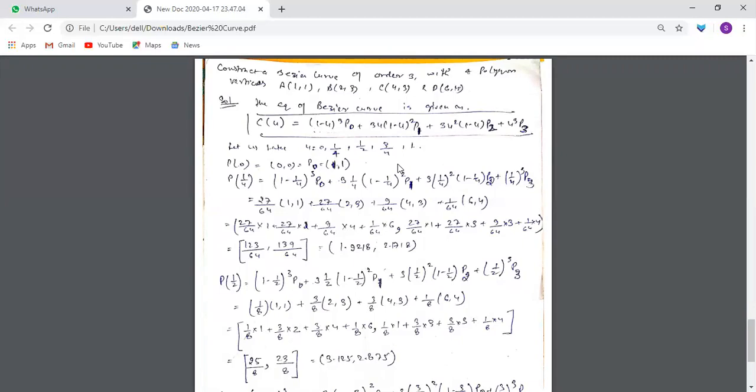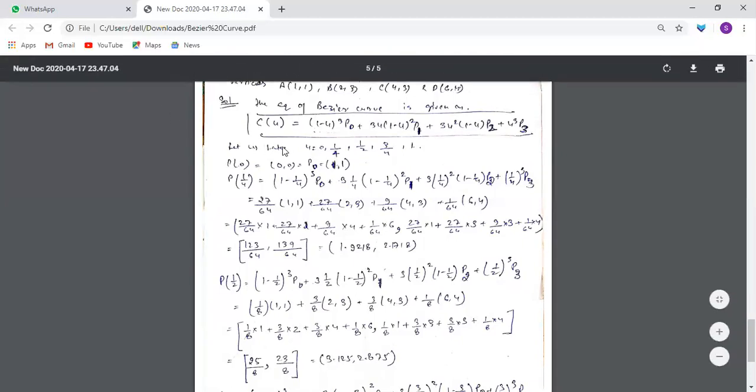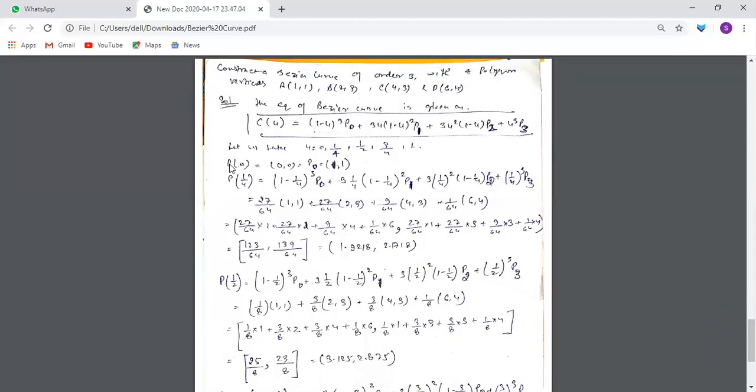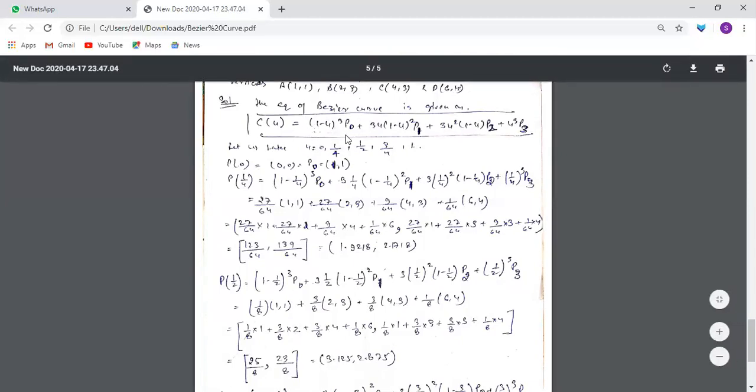So for u is equal to 0, what will you write? You could write C of u, P of u or Q of u, anything, so here you can write P of 0. That means if the value of u is equal to 0, replace u with 0 in this equation. So if I replace u with 0, I will get only this term, (1 minus 0) cubed p naught. That means this term would be 1 multiplied by p naught.